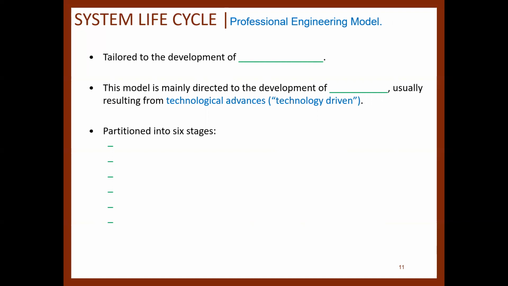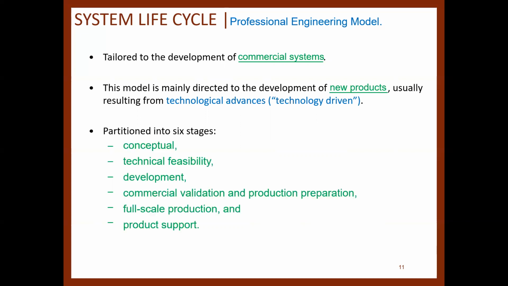And then finally, the professional engineering model is tailored to the development of commercial systems. This model is mainly directed to the development of new products, usually resulting from technological advances. So these are technology-driven developments. It is also partitioned into 6 stages. So we start with conceptual, technical feasibility, development, commercial validation and production preparation, full-scale production, and finally, product support.